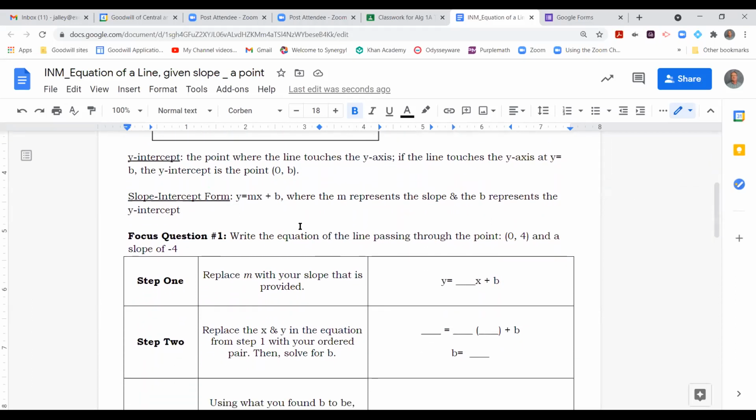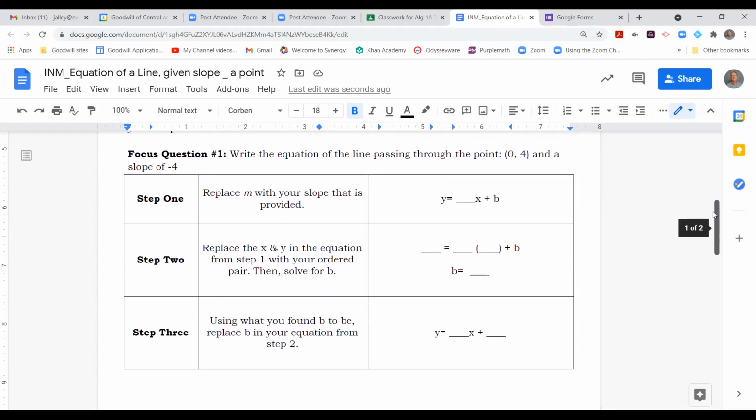If you look at focus question number 1, this particular sheet's got a really good definition of the Y-intercept in it. The point where the line touches the Y-axis, the Y-intercept is the point 0, B. So if you have trouble remembering where that goes in the equation, just remember 0, B. When x is 0, y equals b. So that gives you your Y-intercept. The nice thing about this situation is we're going to use the form of slope-intercept to help us come up with the actual equation.